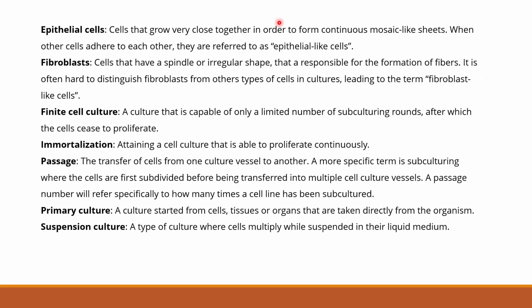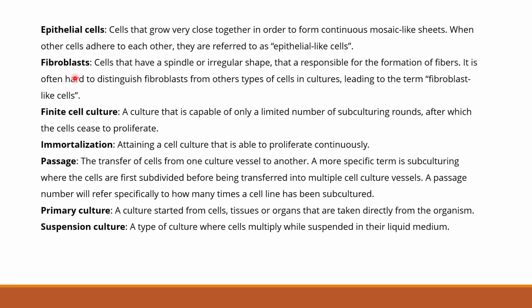Next is fibroblast cells. These are very commonly used spindle, irregular shaped cells which help in the formation of fibers, and it is hard to distinguish fibroblasts from other cells in culture, leading to the cells termed as fibroblast-like cells. This is a different thing.